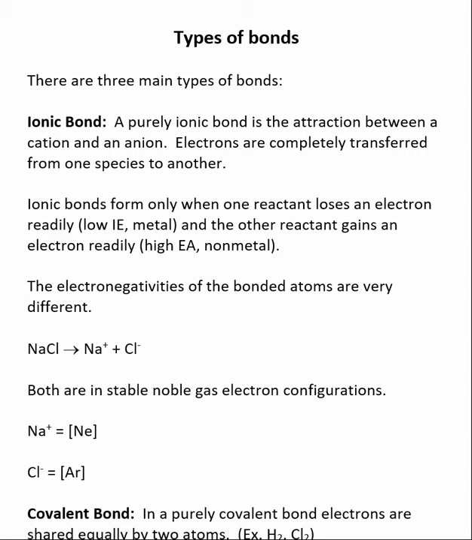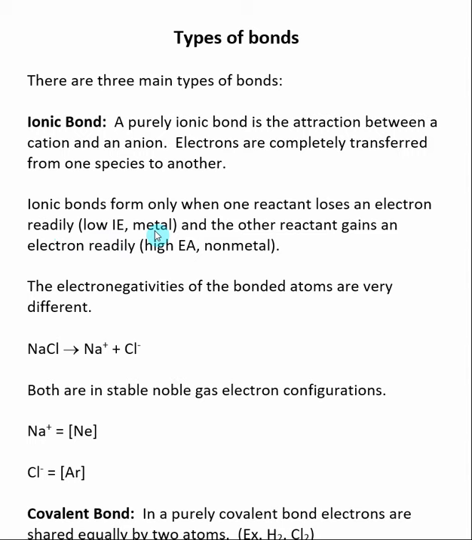Inside of this interaction, when we form the ionic bond, there will be a complete transfer of electrons from one species to another. So ionic bonds form when one reactant loses an electron readily. By this we mean a low ionization energy. It readily gives up an electron. So if we look at our periodic trends, that would be a metal on our periodic table. As we go left and down the periodic table, the ionization energy becomes lower. So the species tend to give up electrons.